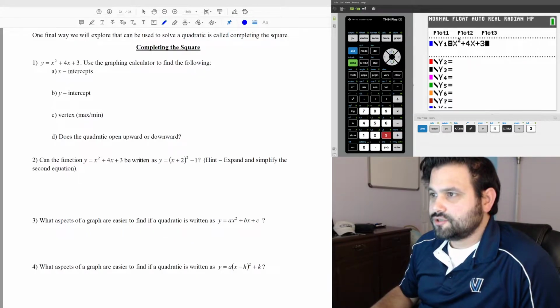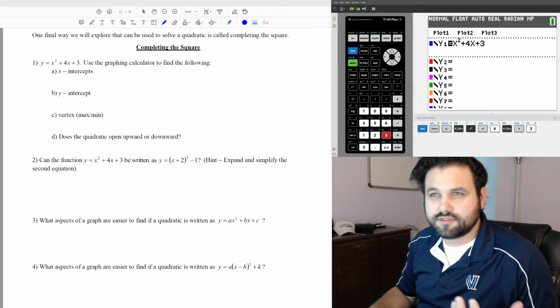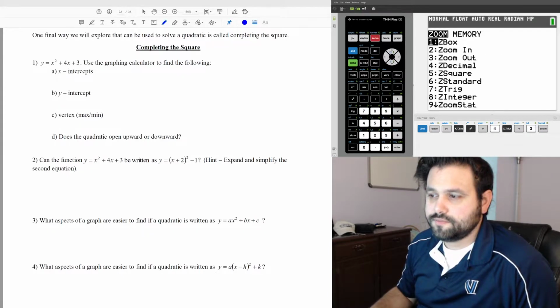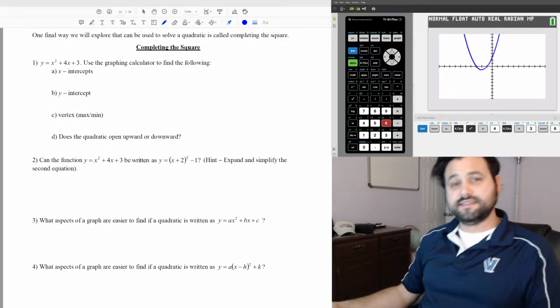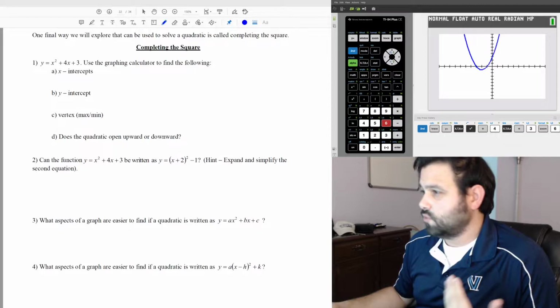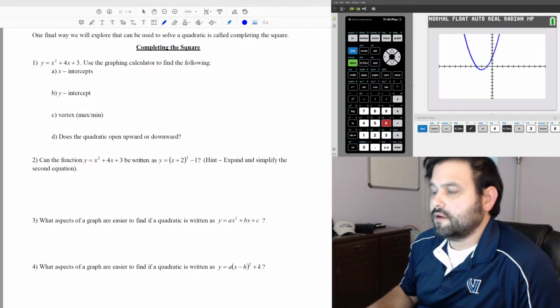And I'm going to look at this graph, and I want to make sure I can see all the real main features of it. I'm just going to start with my standard window, so I'm going to zoom 6. Okay, so can I see the turning point? Yes, I can. Can I see the x-intercepts? Yes. Can I see the y-intercept? Yes. So I can see everything on the graph, so it's a good window.